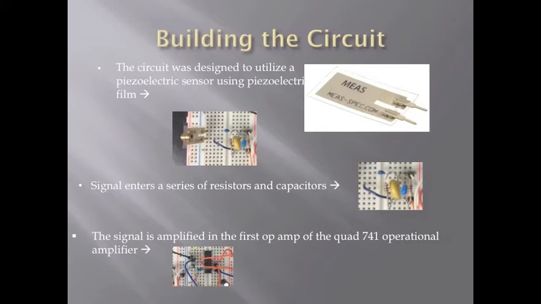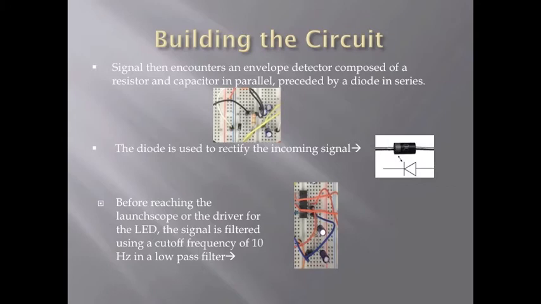The circuit was designed to utilize a piezoelectric sensor using a piezoelectric film. The signal enters a series of resistors and capacitors. The signal is amplified in the first op amp of the quad operational amplifier. The signal then encounters an envelope detector, which is made of a resistor, a capacitor, and a diode. This part of the circuit helps to rectify the signal and produce a half wave, which selects only one of the polarities of the signal, so only the positive values are kept.